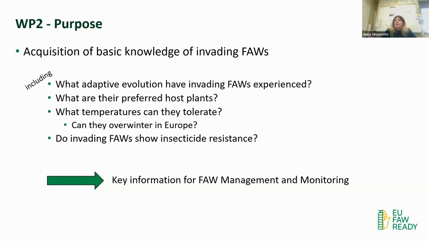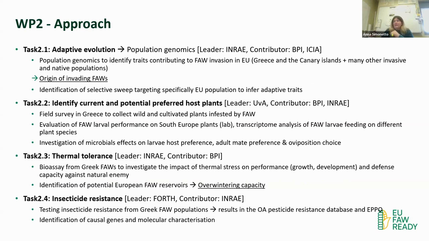The purpose of WP2 is to answer this kind of question. What are the adaptive evolutions that characterize the population invading Europe? What are the preferred hosts on our continent? What is the impact of our temperature on the population? Are they really able to tolerate our climate, and where can they overwinter in Europe? And the aspects related to insecticide resistance. The work package is organized in 4 tasks.